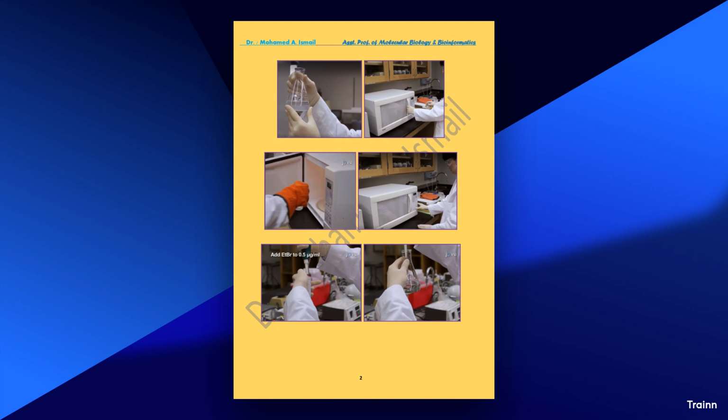Applications. Agarose gel electrophoresis is crucial for various applications, including verification of PCR products, ensuring the correct amplification of target sequences; restriction fragment length polymorphism (RFLP) analysis, analyzing genetic variations; cloning and sequencing, preparing DNA fragments for further molecular biology techniques.